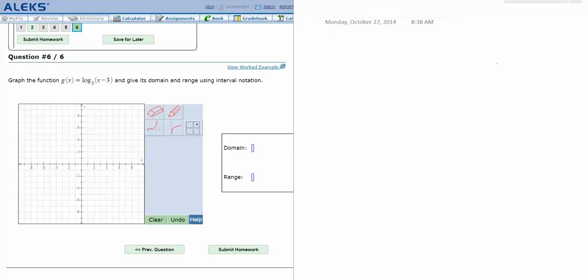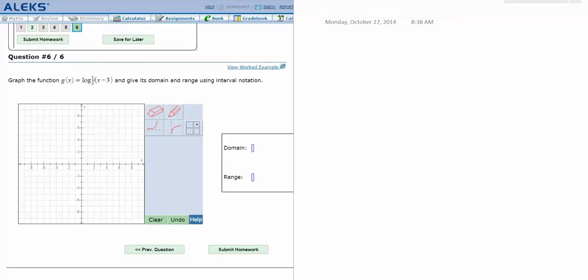In this example, we're going to look at strategies for graphing a logarithm function on ALEKS, and this logarithm function has a transformation in it. ALEKS requires you to plot at least 2 points for any graph, and so that's a little different from the strategies that we discussed in class for graphing these.